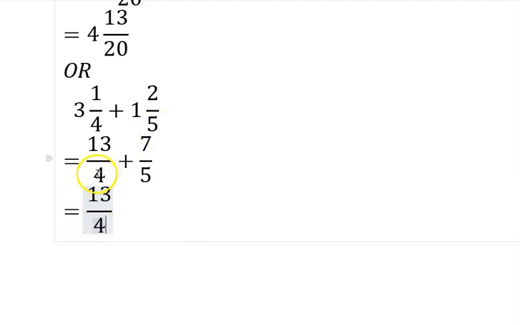So let's quickly see. LCM of 4 and 5 will give us 20. How many times will 4 go in 20? That's 5 times. 5 times 13 will give us 65. Great. Because we are dealing with addition, how many times will 5 go in 20? That's 4 times. 4 times 7 will definitely give us 28. Great.